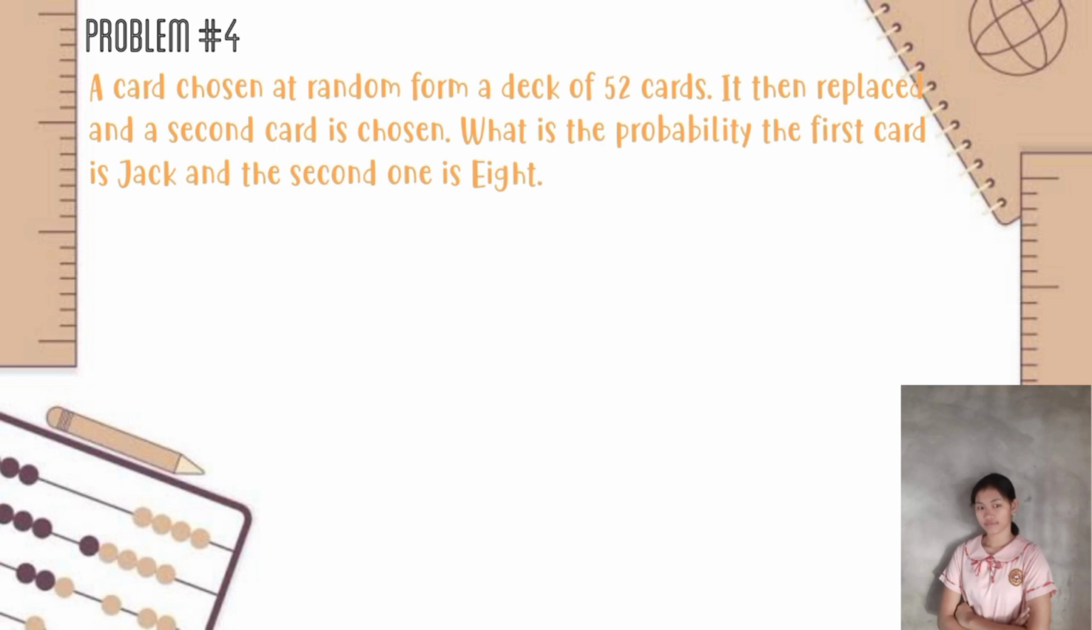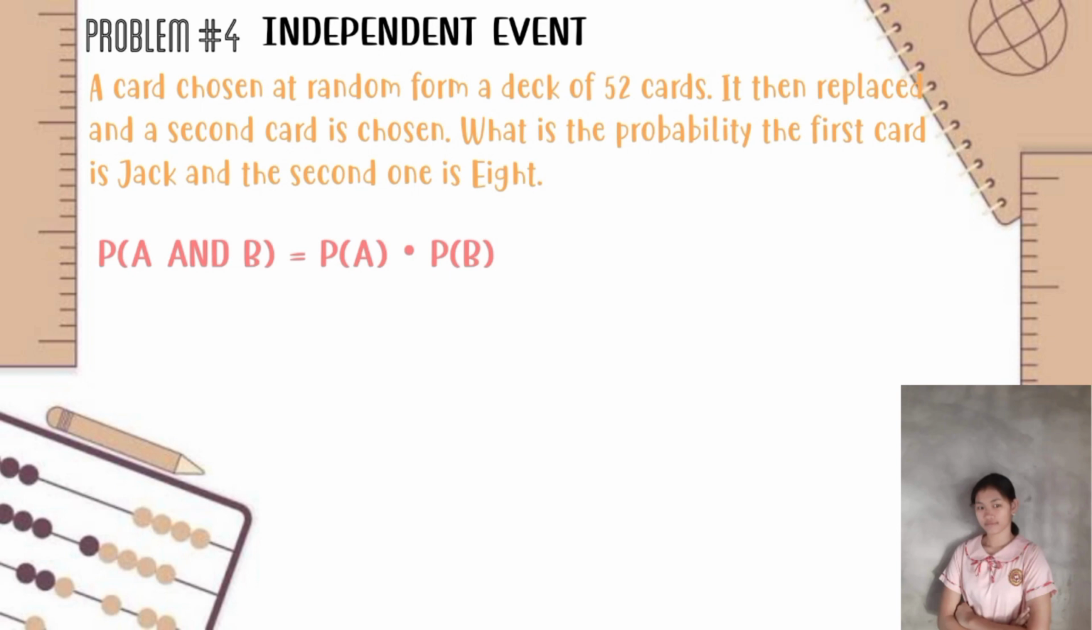Can you determine if it is an example of independent or dependent event? Yes, it is an example of independent event with the keyword of replace. Now to solve this problem, we have to use the formula of probability of A and B equals probability of A times probability of B.